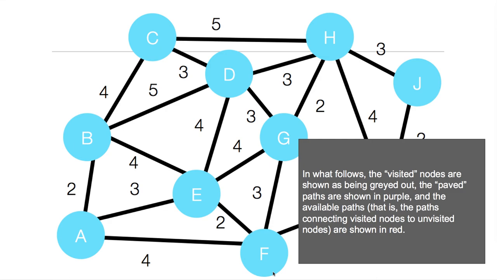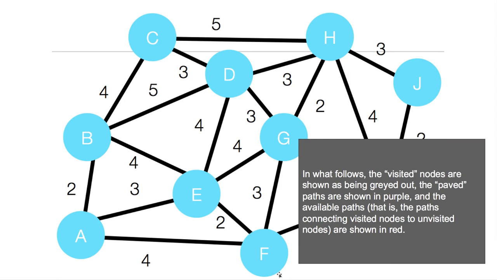Okay, so now I'm going to step through the algorithm so you can see how it works in detail. So I'll use the following conventions. The visited nodes are greyed out, so they're covered with a sort of grey circle. The paved paths are shown in purple, and the available paths, that is any path that connects a visited node or a house to an unvisited node, are shown in red. I apologise if this colour scheme causes any problems for anybody, but I'll try to highlight them manually with the pointer as well.